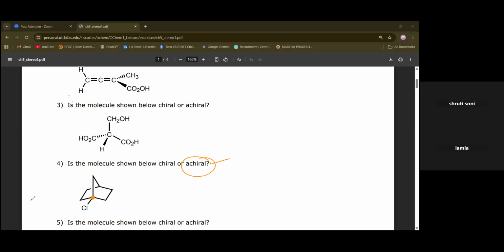Chiral, achiral. This is so easy that I think it's chiral. Yes, having all different groups. So is it chiral? Yeah, chiral.